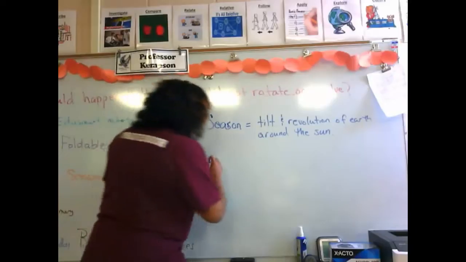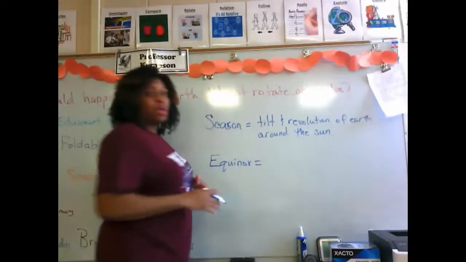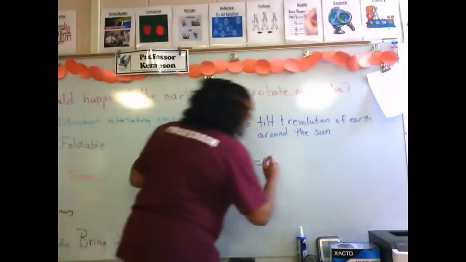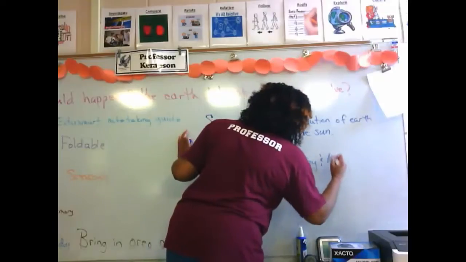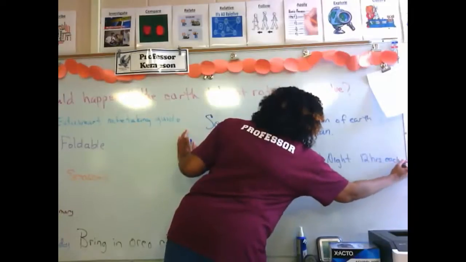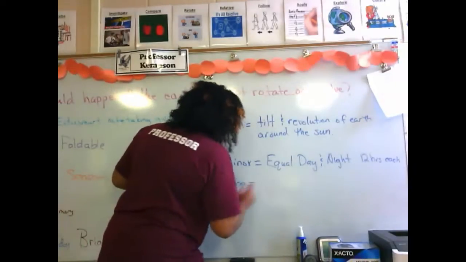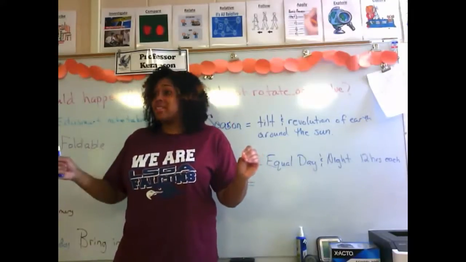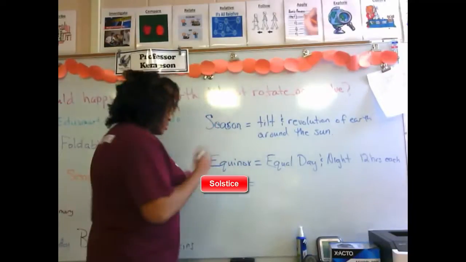So then let's talk about equinox and solstice. So equinox, what did I tell you to think of? Equals. Equal day and equal night. So that's 12 hours of day and night. And then you have your solstice. There's a winter solstice. The winter solstice is long nights, short days. And then your summer solstice is long days, short nights. Okay?